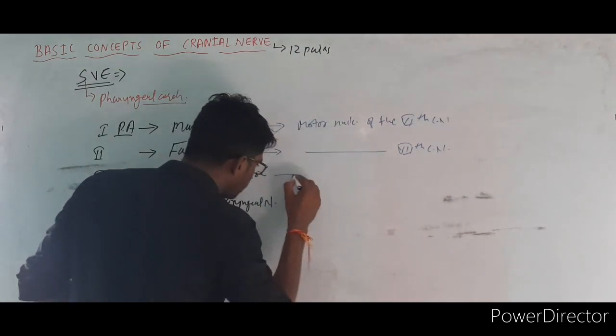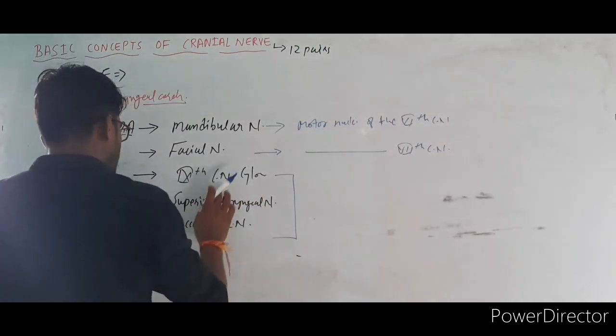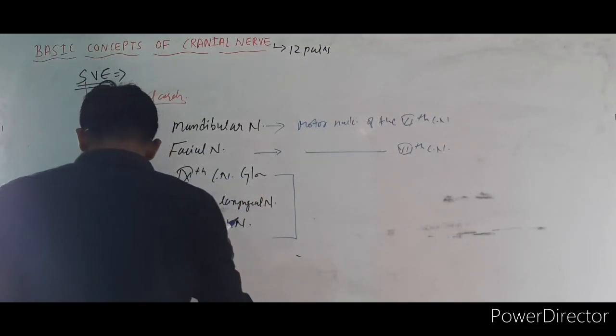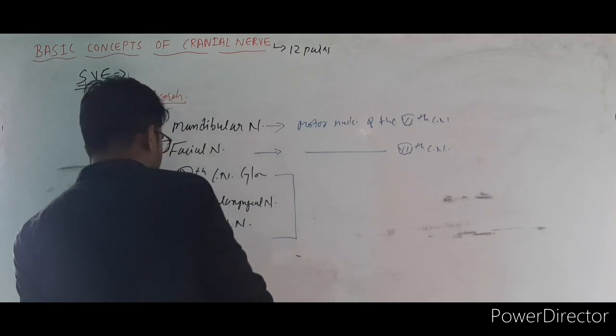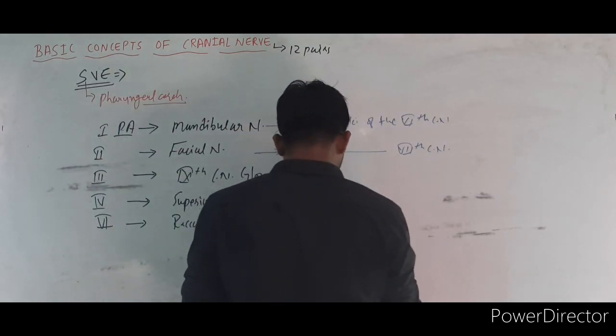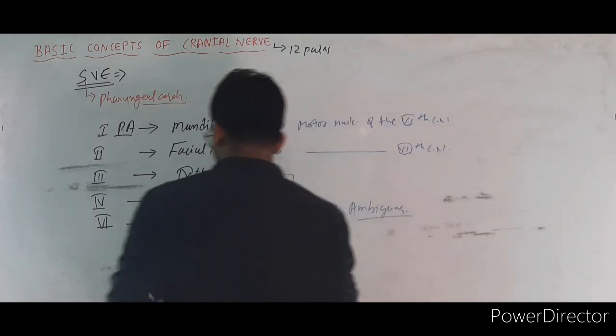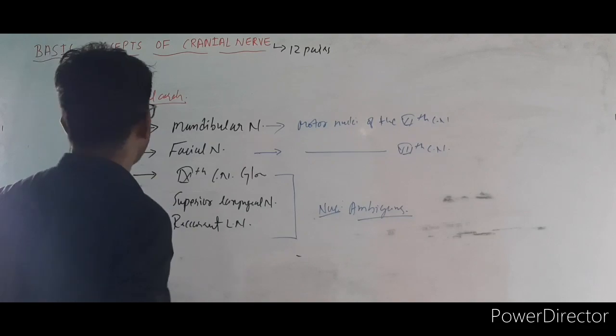Right? But the 9th cranial nerve, that is called glossopharyngeal, the superior laryngeal, and the recurrent laryngeal nerve, have one nucleus, and that is called nucleus ambiguus. Right? So nucleus ambiguus. So these things you have to remember.